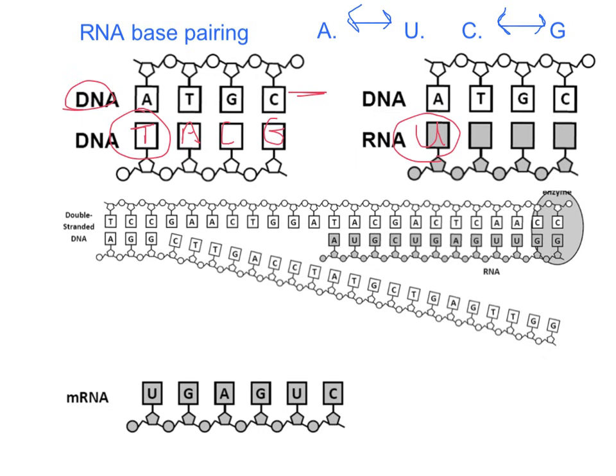So the A goes with a U, T goes with an A, G with a C, C with a G. All the rest of that stays the same. Okay, T would still go with an A because A is in RNA.